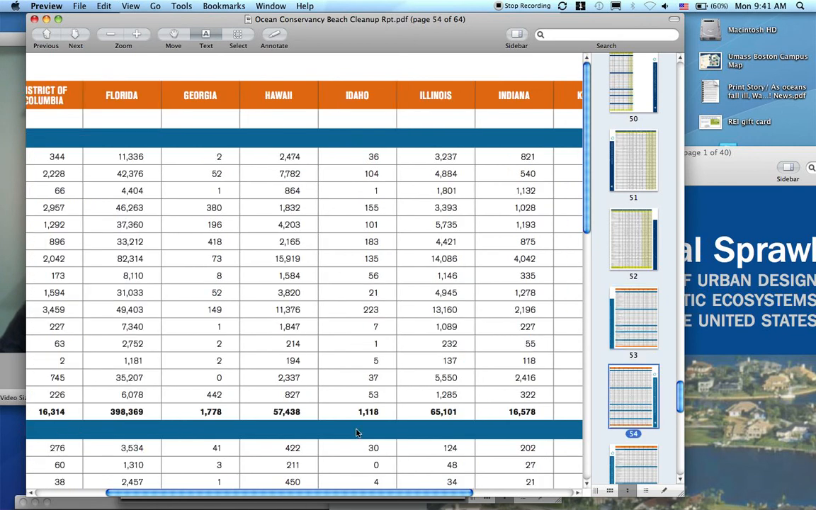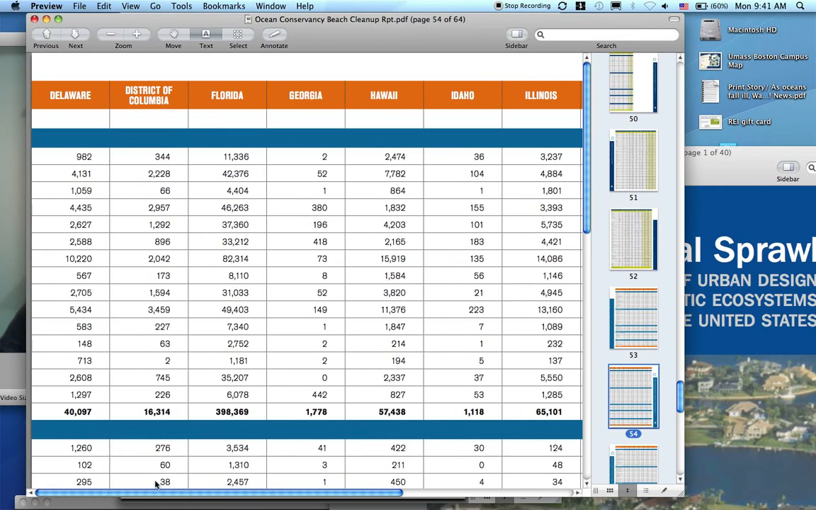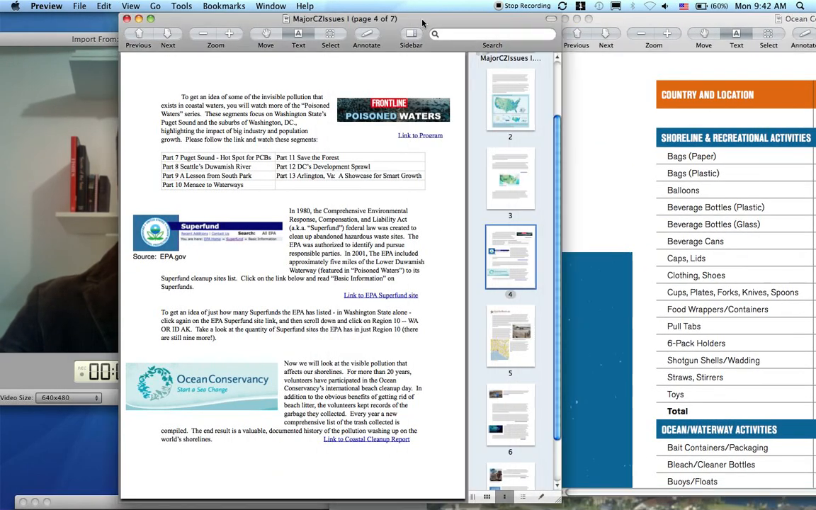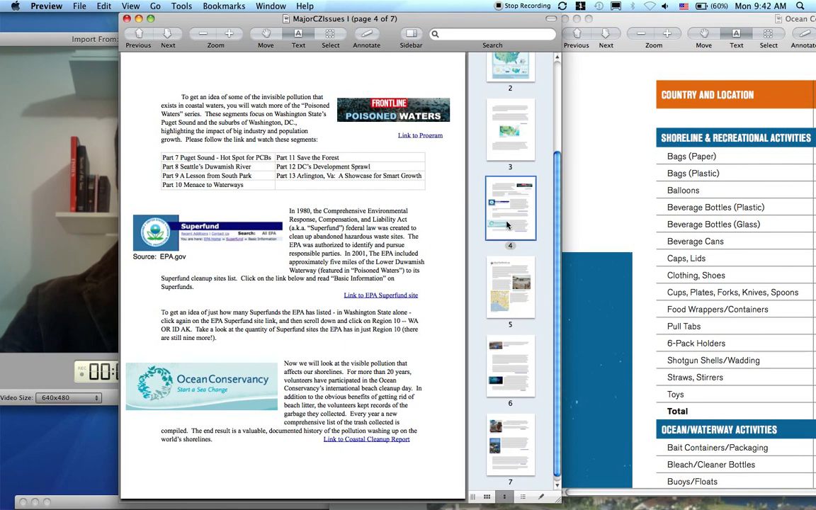If we go down to the next set of states, now we're seeing Florida here. I believe this is where the plastic bags were. So Florida had about 42,000, and the plastic bottles 46,000. So you can see the power in this annual beach cleanup from the simple fact that they're actually documenting exactly what's being washed up. Here we have shotgun shells, straws, toys, etc. Again, very relevant, very insightful, giving us an idea of what exactly the pollution is washing up on those beaches.